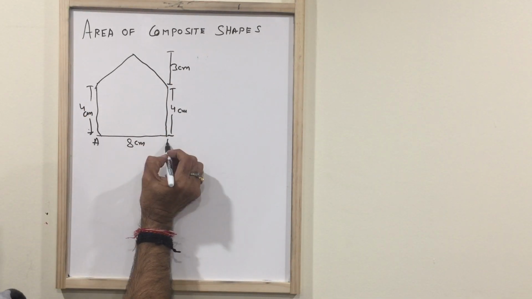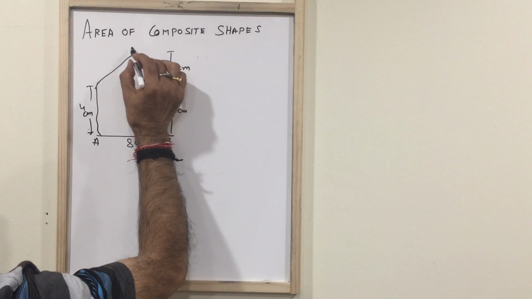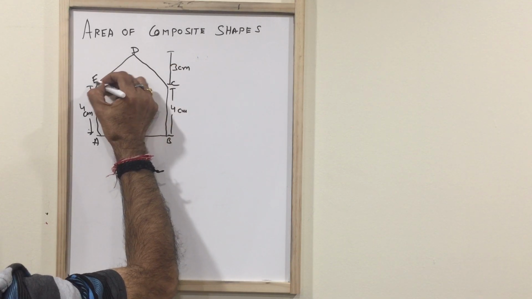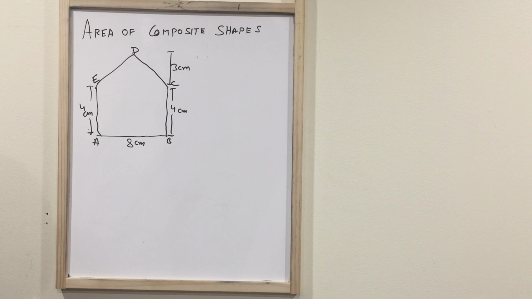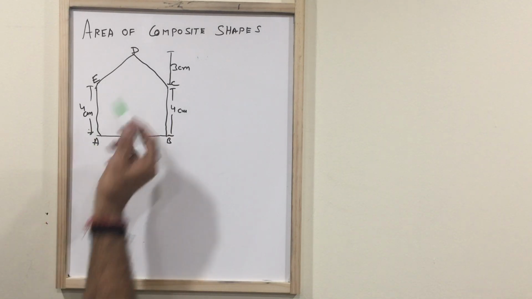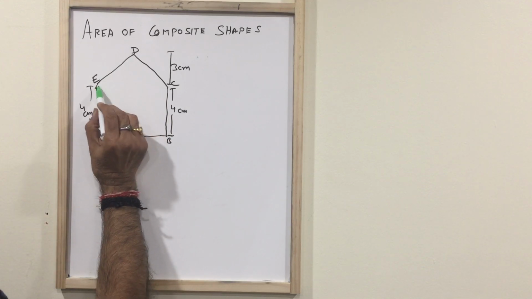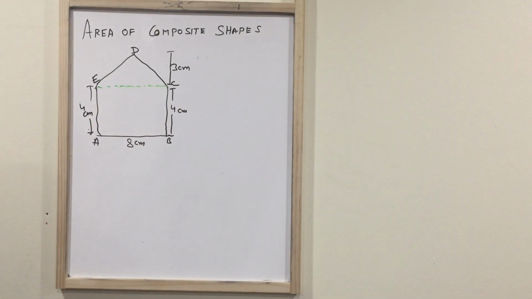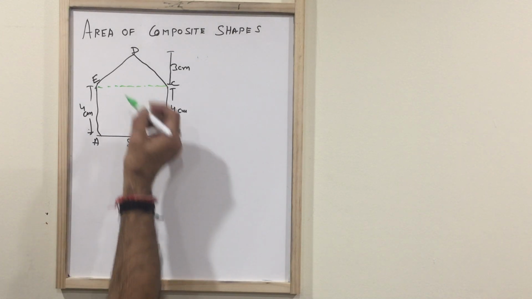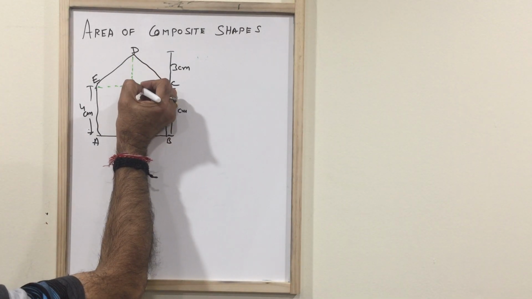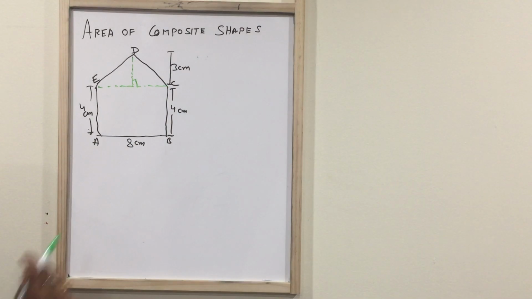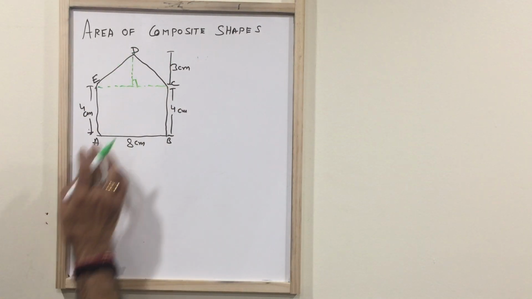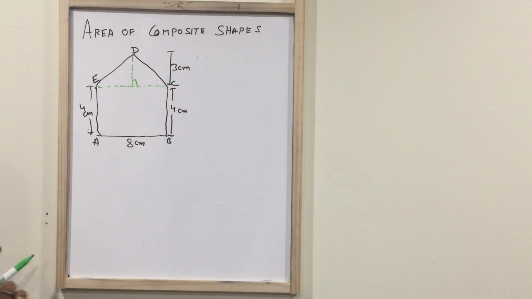So this figure is A, B, C, D and E. So we can bifurcate this figure into one rectangle and one triangle. We join like this. It's a perpendicular over here, so it has become triangle and this is a rectangle. So we can find out the area.